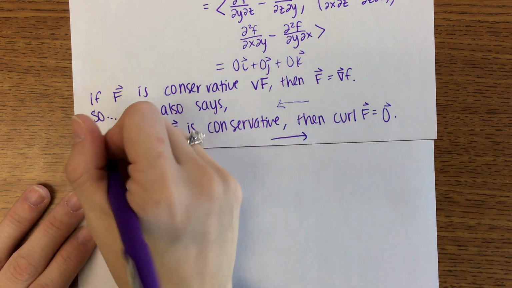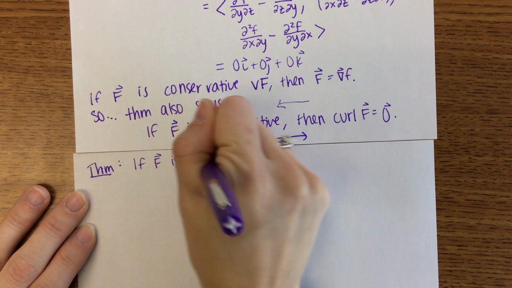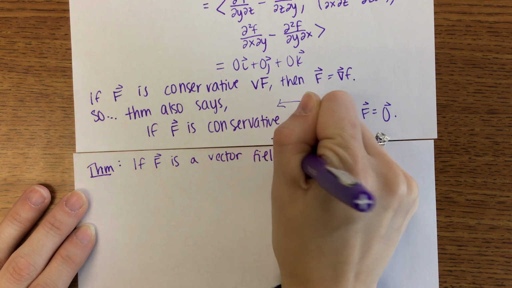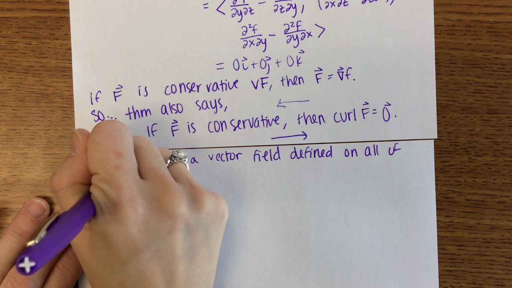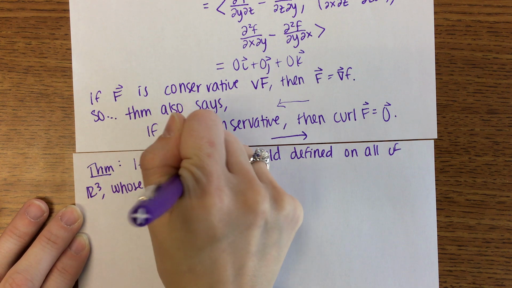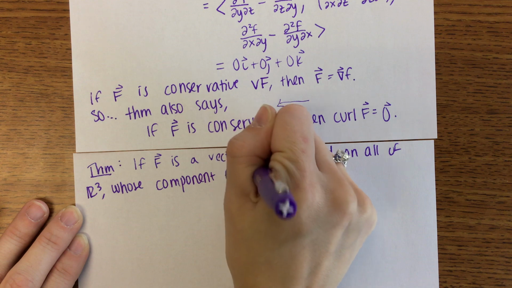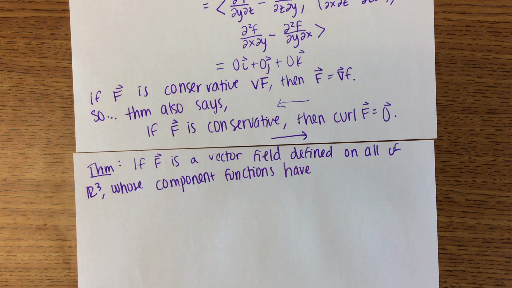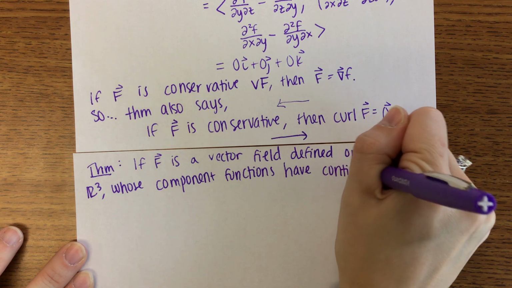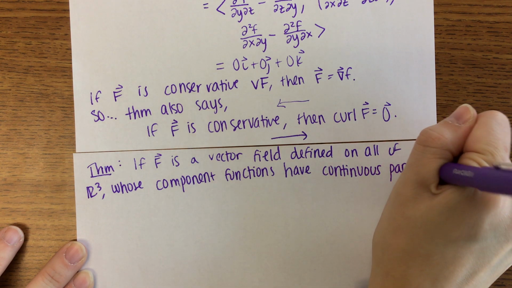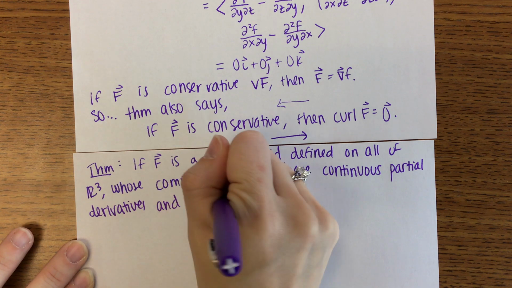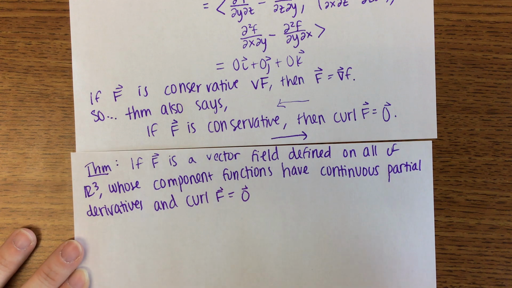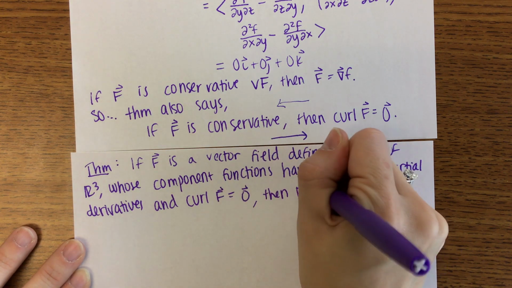That is going to go against what I just told you. If F is a vector field defined on all of R3, whose component functions have continuous partial derivatives, and the curl of F is the zero vector, then F is a conservative vector field.